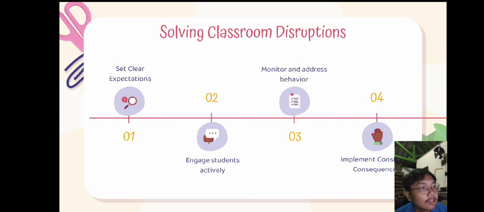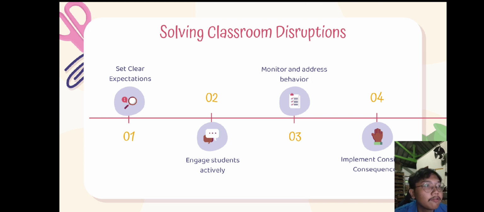And the last one is implement consistent consequences. Address disruption promptly. Address disruption immediately and consistently. For example, if the student shouts out or plays with objects, remind them of the rules and the consequences.